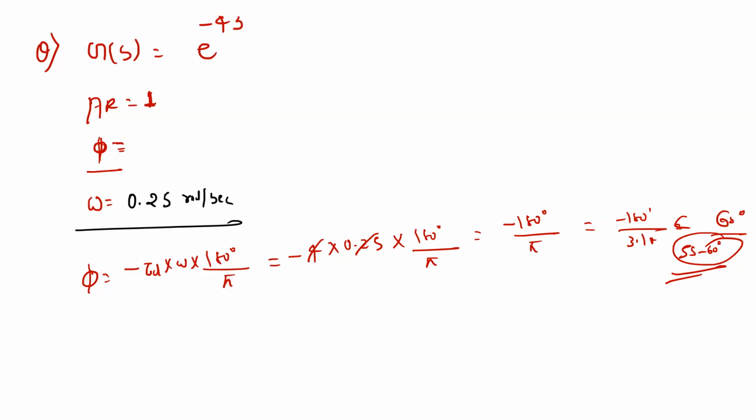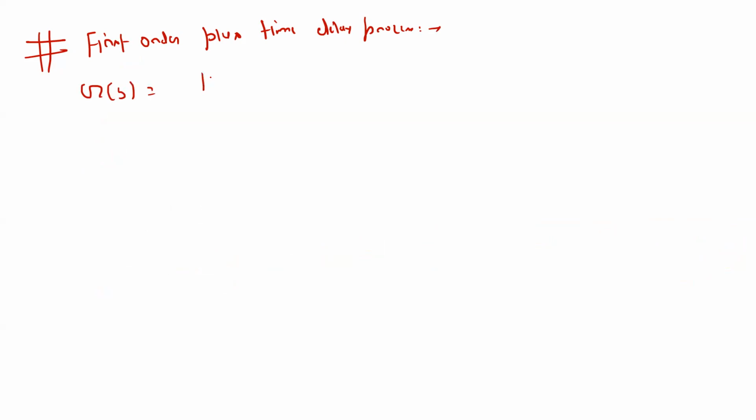Okay, so I hope there is no doubt. Then we'll move forward towards the next topic, that is first order plus time delay. So a first order plus time delay process will be Kp upon tau s plus 1, multiplied with the time delay e to the power minus tau d s, right? So this is the first order plus time delay process.